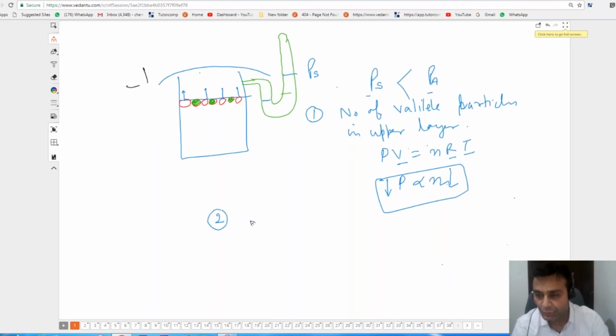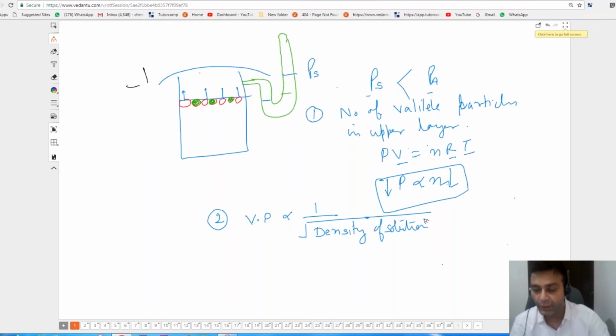And number two, you have done this in your +1 level. Vapor pressure is inversely proportional to the square root of the density of the solution. Can you tell me which is more dense, more viscous, the pure solvent or the solution? The solution is more viscous. So as the density increases, the vapor pressure will decrease. The reasons are not clear? Okay.